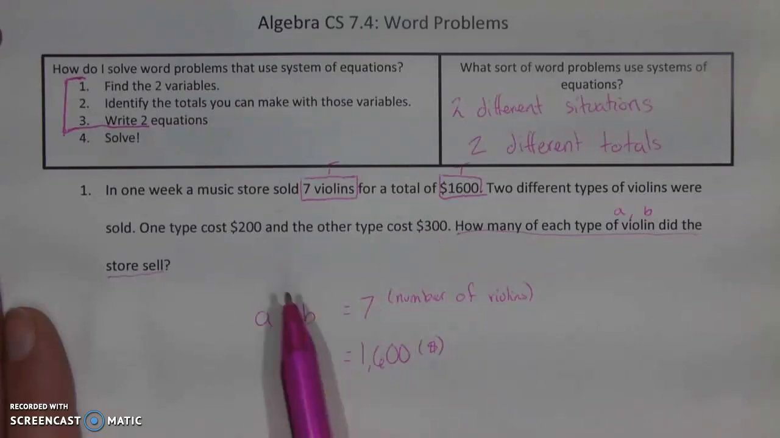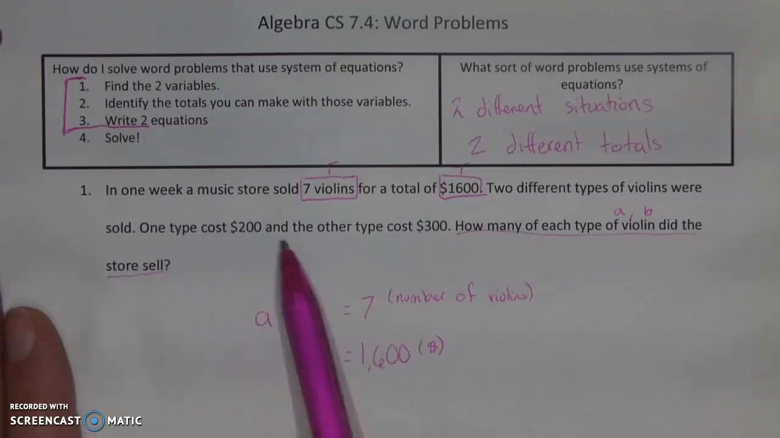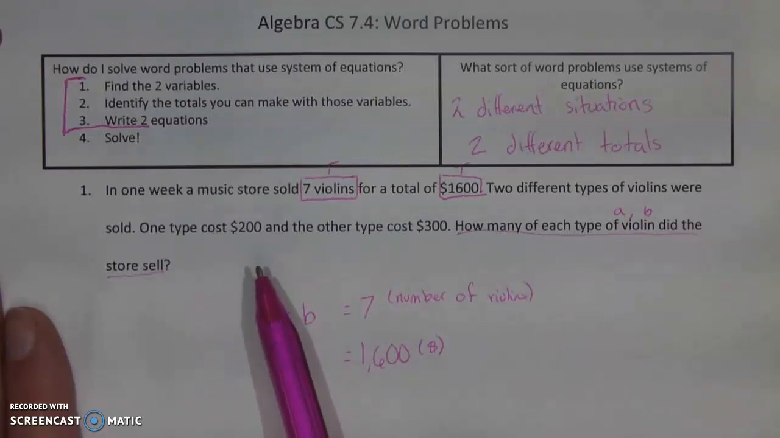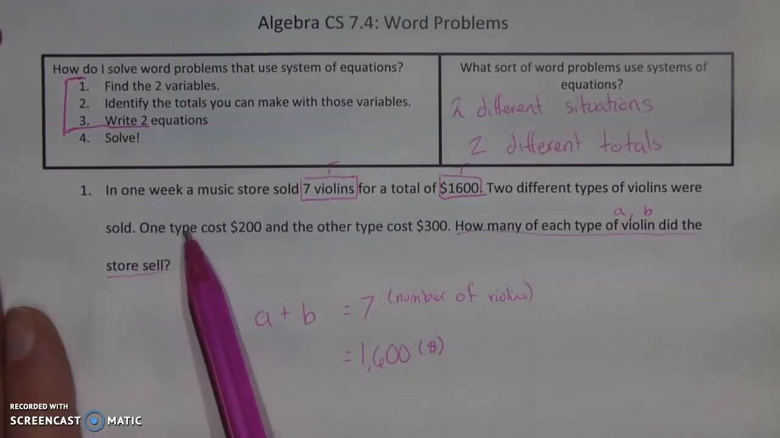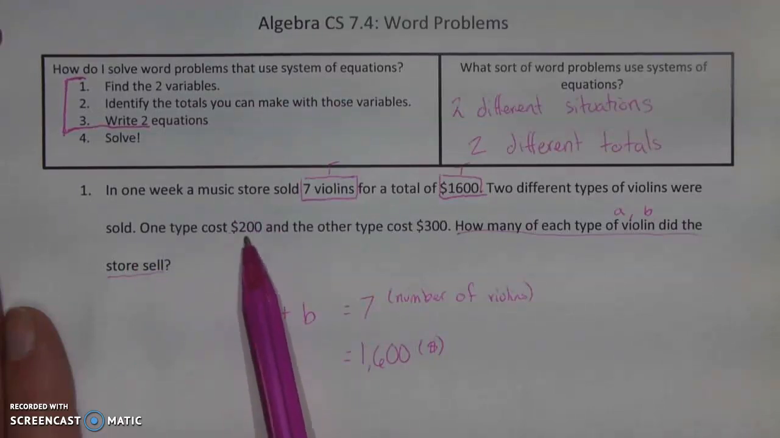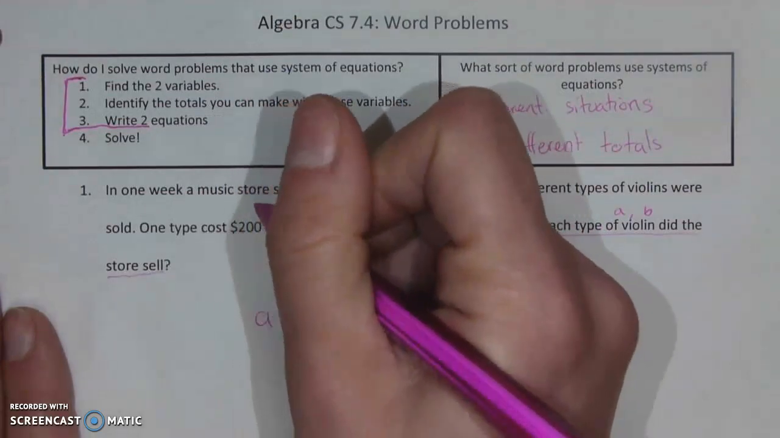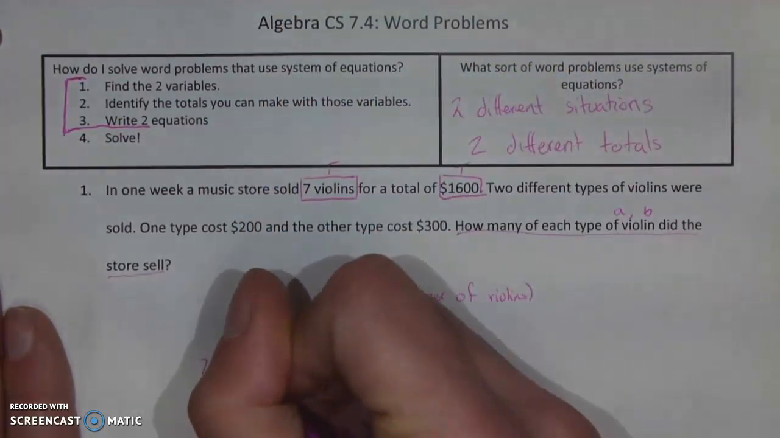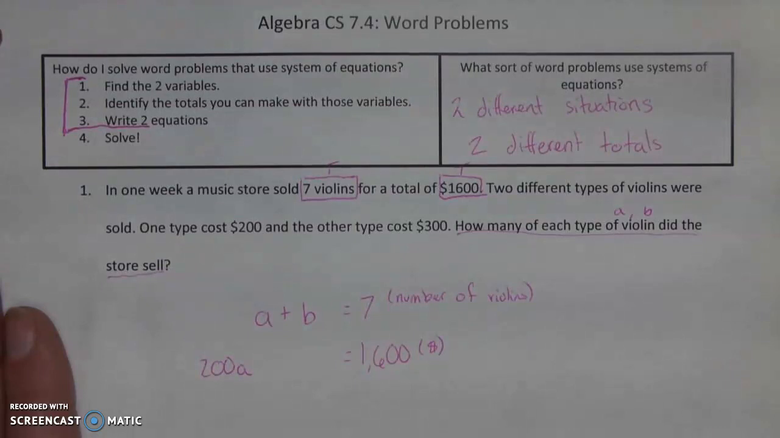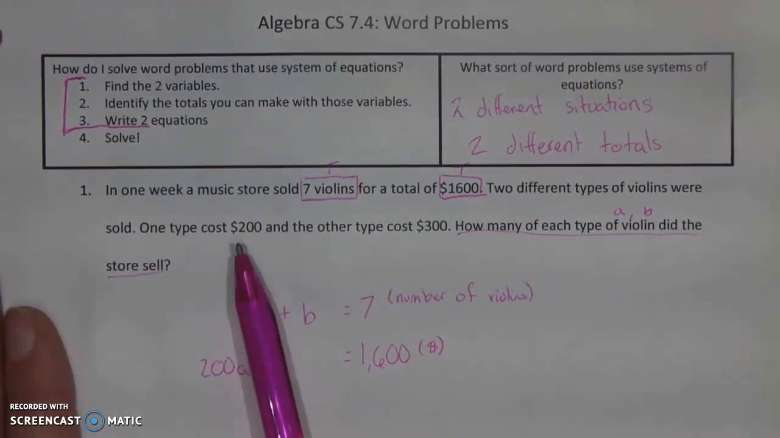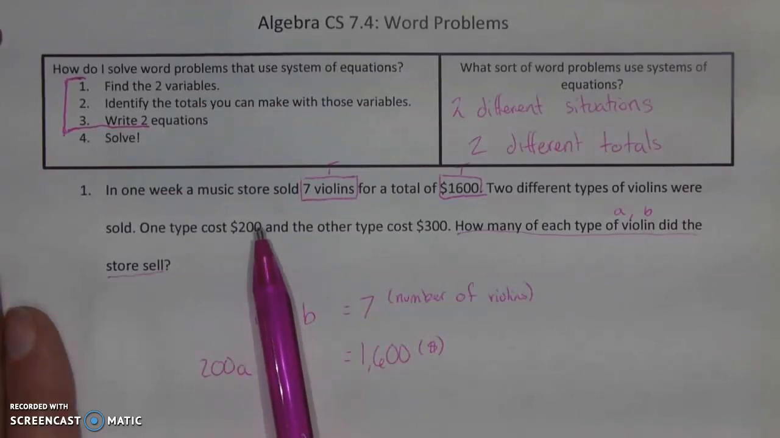And here, this is where I'm going to have to just look at what I know about writing equations. I know that when something costs $200 per item, what I'm doing is I'm taking 200 and multiplying it by the number of violins that I sold, because this is a rate.